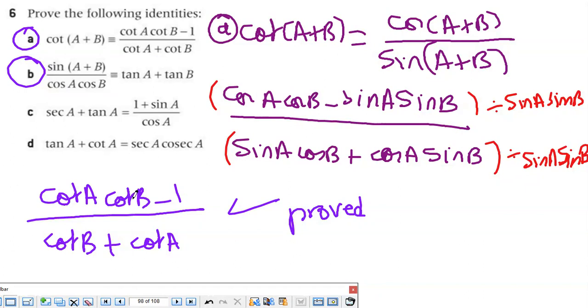Cosine B over sine B, cotangent B. Sine A sine B over sine A sine B, it's 1. Sine A cosine B over sine A sine B is going to be cosine B over sine B, so it's cotangent. And this one over this one, we simplify the sine, it's cosine over sine, so it's cotangent, and we got the answer. You will ask how you're going to think about dividing. By practicing, you will get to this point.